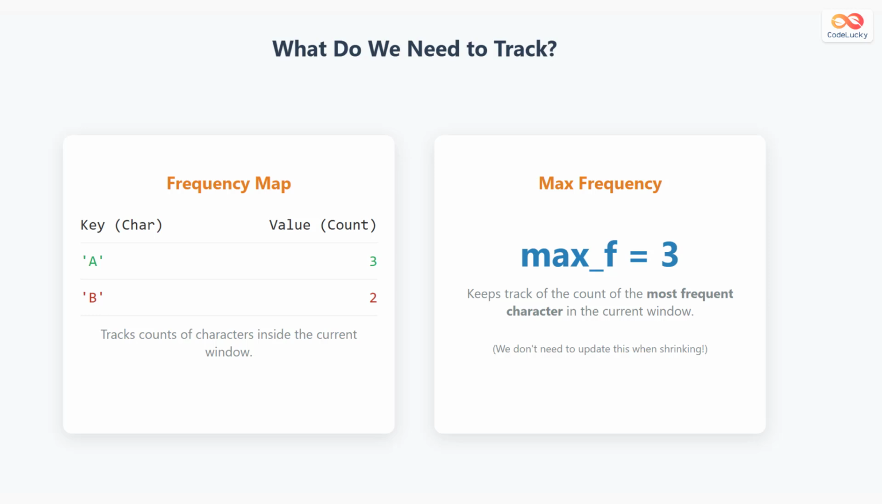We need to keep track of 2 things. First, a frequency map to count how many times each character appears inside our current window. Second, a variable to store the count of the most frequent character in the current window. This max frequency variable is the key to our optimization.